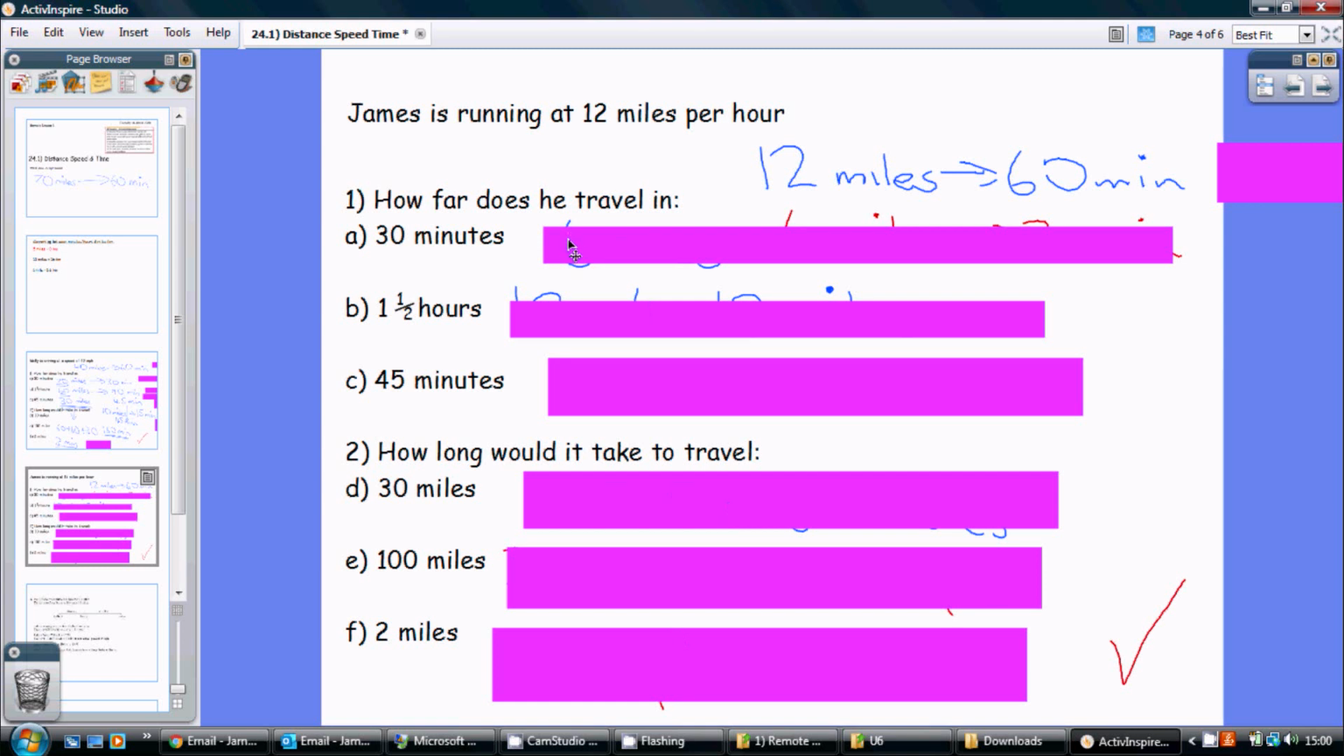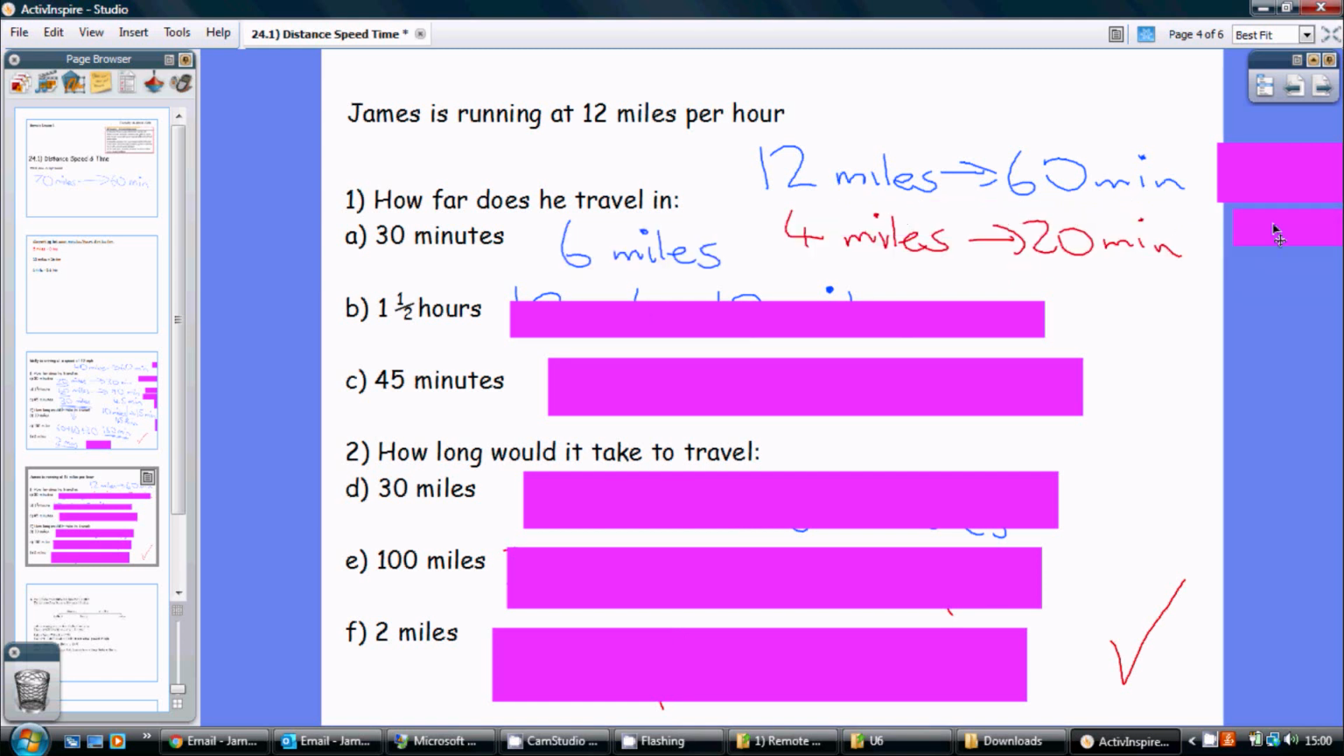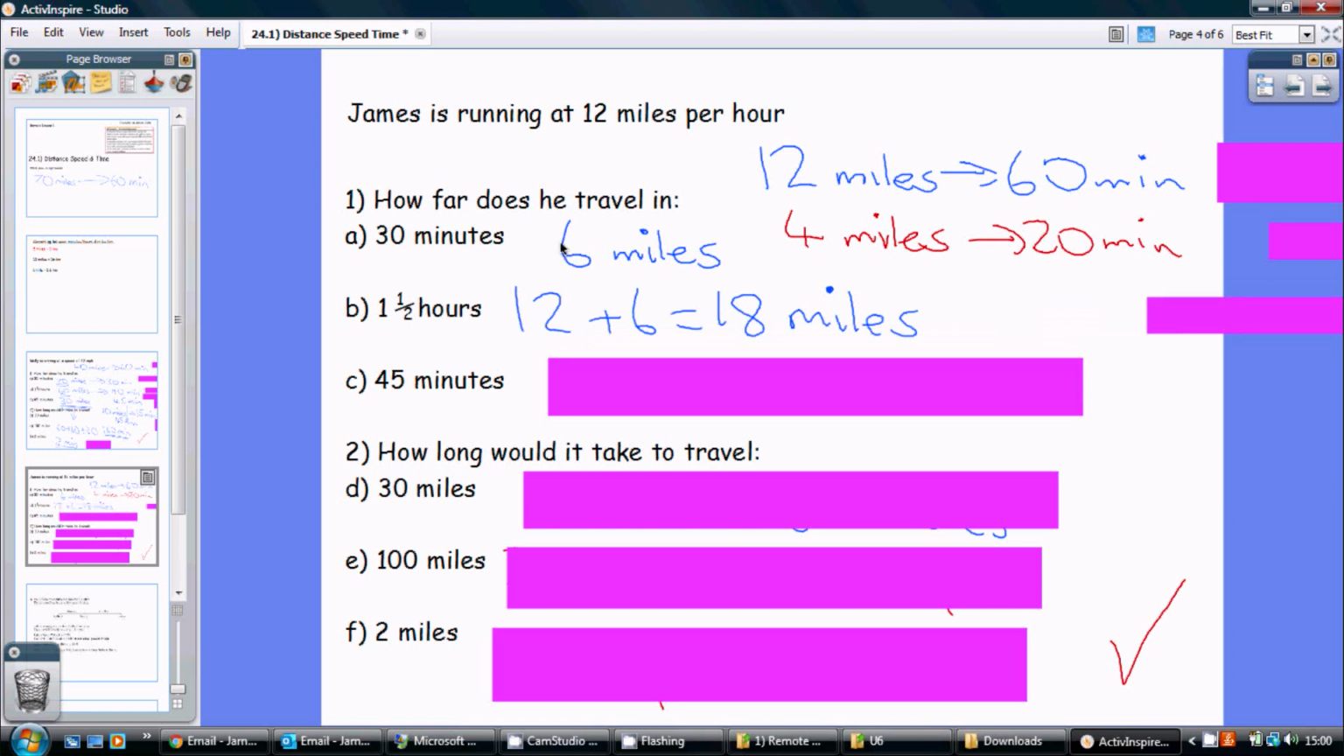So obviously 30 minutes, half the time, half the distance, 6 miles. 1.5 hours, so that's 3 lots of 30 minutes, because that's 90 minutes, so 3 lots of 6 miles, so that's going to be 18 miles. 45 minutes, again, that's half the 90 minutes, so half the 18 miles, that's going to be 9 miles.